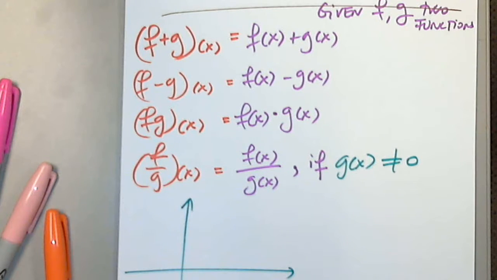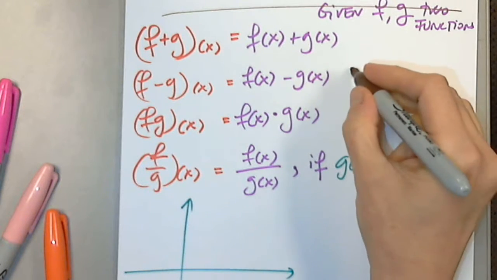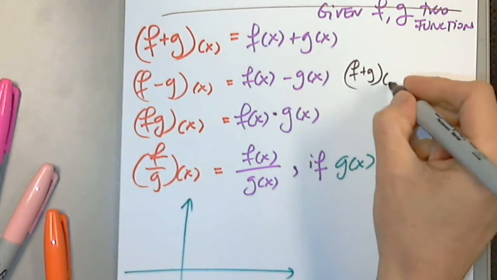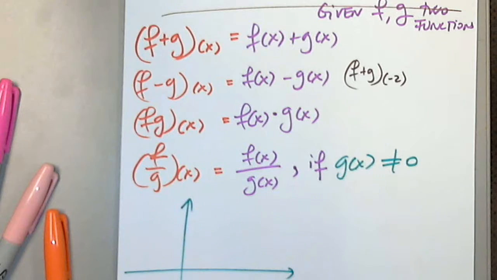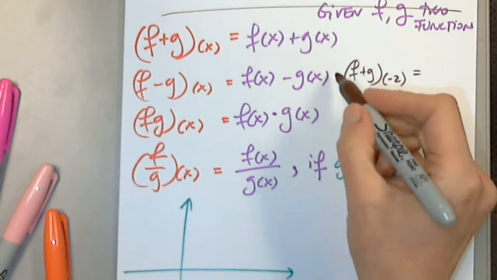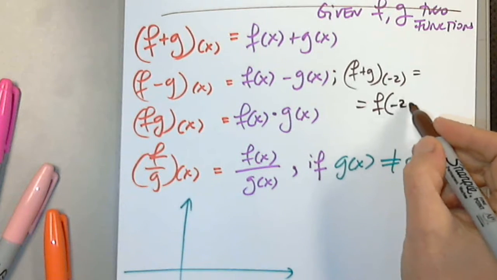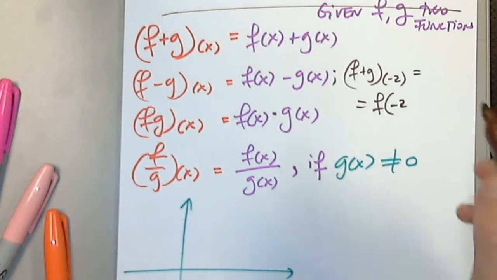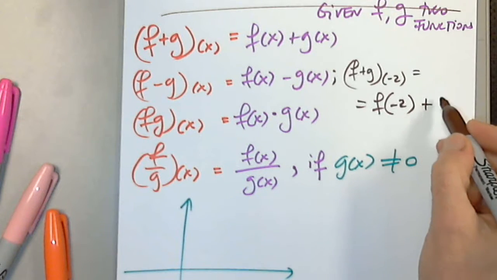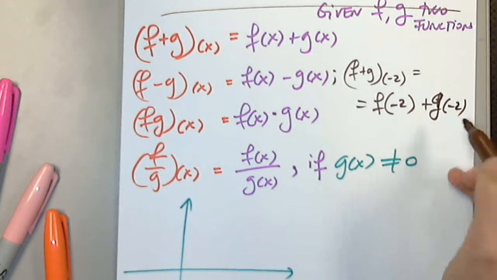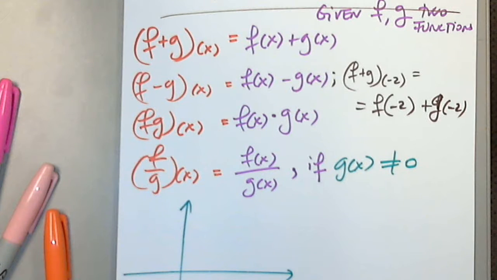Now, here's a question for you. Let's say I have these two functions. And by the way, what if I ask you to find f plus g of -2? We're going to get to that in a moment. What will you say? F of -2, not multiplied, plus g of -2. Very good. That's what it is for every x value. Perfect.